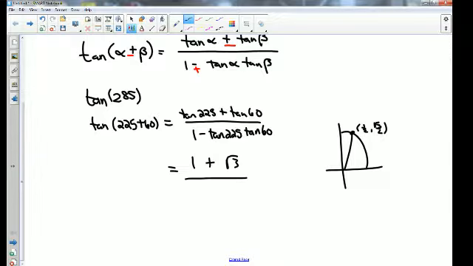Why is tan 225 1? Good question. I will answer that. 225, right there. There's your unit circle. Please excuse the ugliness. I know it's present a lot in this classroom.